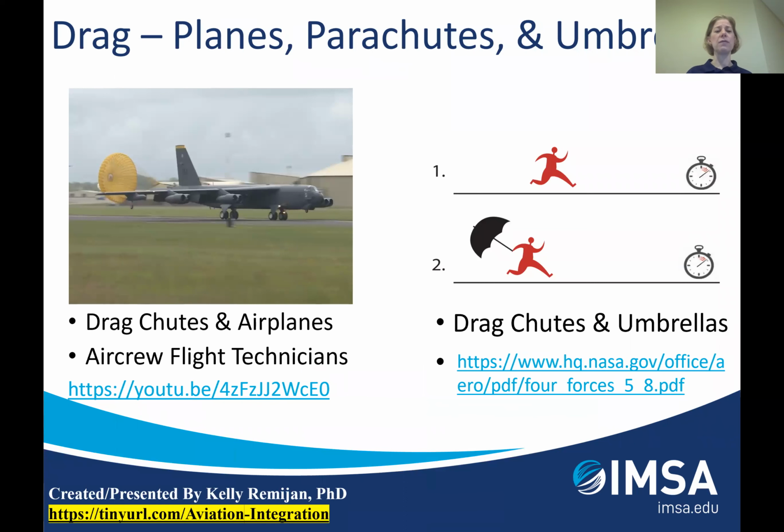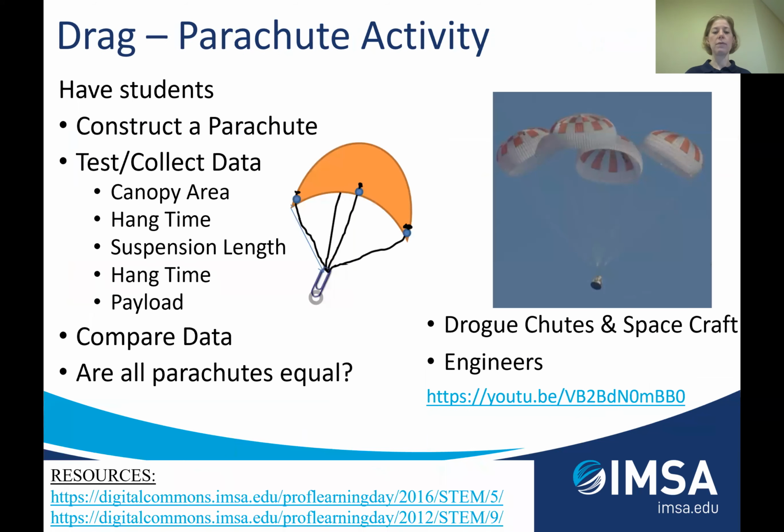In terms of forces of flight, we can talk about drag. The drag of an aircraft can slow the aircraft down. You could do different types of experiments with umbrellas in terms of speed. And you could talk about another type of career, that being an aircrew flight technician. That could be a career where they actually are going to pack these parachutes or these drag chutes within aircrafts.